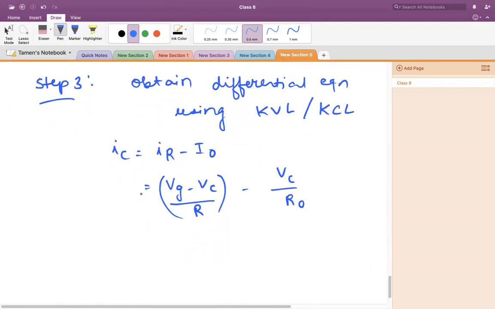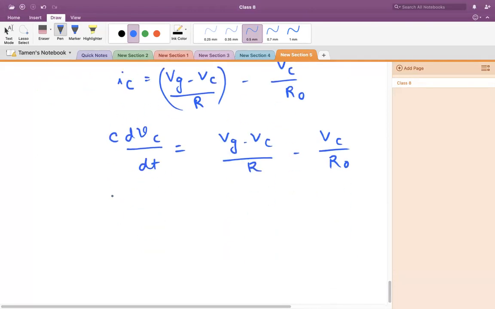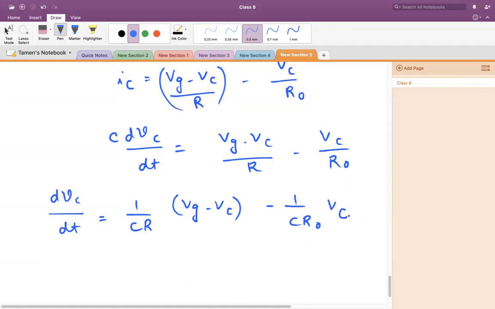So now we'll write this equation in terms of the current across the capacitor. What is IC equal to? C dVC by dt, equal to Vg minus Vc by R minus Vc by R0. What is dVc by dt? It will be equal to 1 by CR into Vg minus Vc, minus 1 by CR0 into Vc.